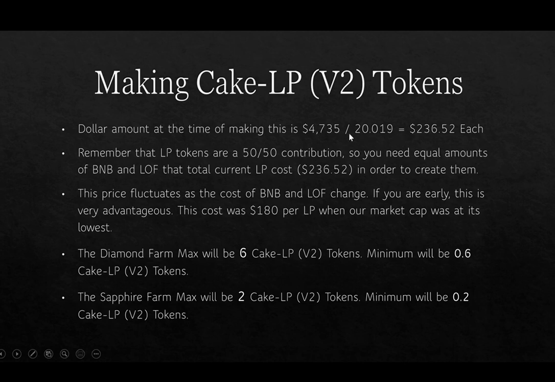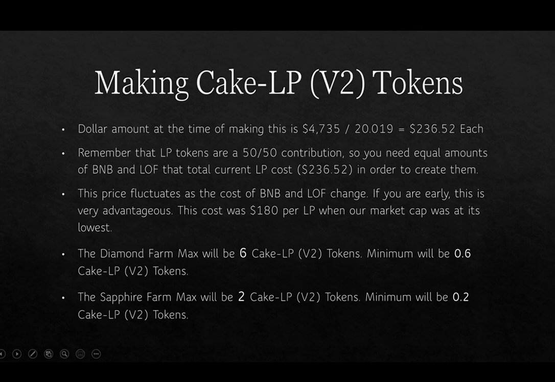Okay, now it's 50-50, so it's half. So it'll be roughly $120 worth of BNB, roughly $120 worth of LOF, and you'll make an LP token. Okay, so the price fluctuates on the LP tokens. Last week, for instance, when the whole market was down lower, the LP tokens were about $180 apiece. So as you can see, they've gone up.